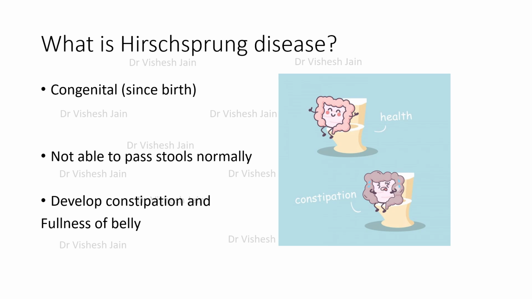Due to the problems in the large intestine, the child is unable to pass stools normally and develops constipation and fullness of belly. One may think about Hirschsprung's disease typically when the newborn fails to have his or her first bowel movement within the first 2 days of life. This is also called passage of meconium. The child may also present with trouble having bowel movements, that is constipation, and can also present with distended belly or abdomen due to non-passage of stools and gas.